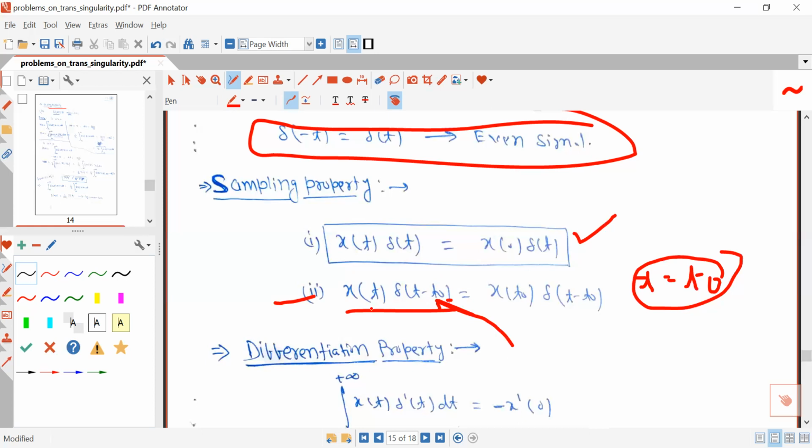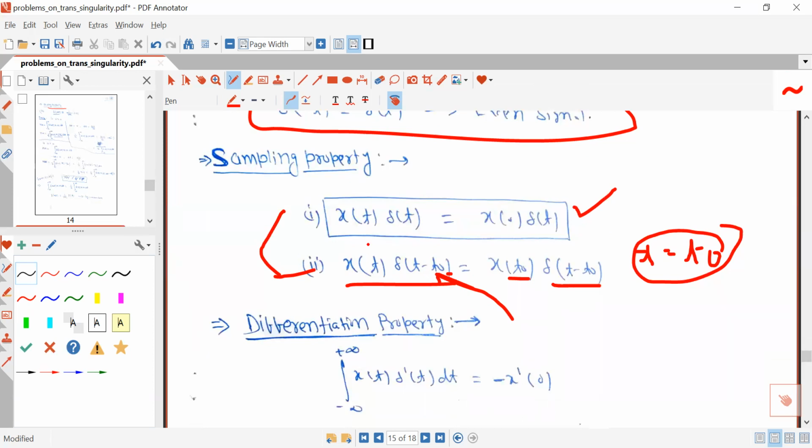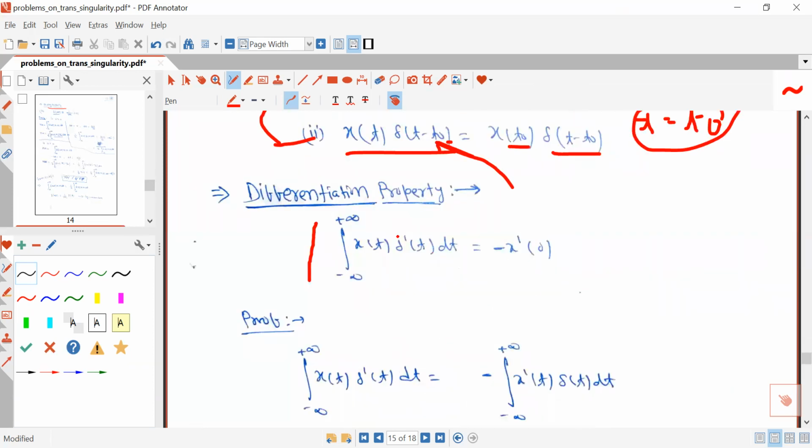Except t equal to t naught, there is no need to determine this product, because it will be 0, because delta t minus t naught will be 0 everywhere. So this product can be written as x of t naught delta t minus t naught. So these two expressions represent the sampling property of the impulse signal. Similarly, this is the differential property.